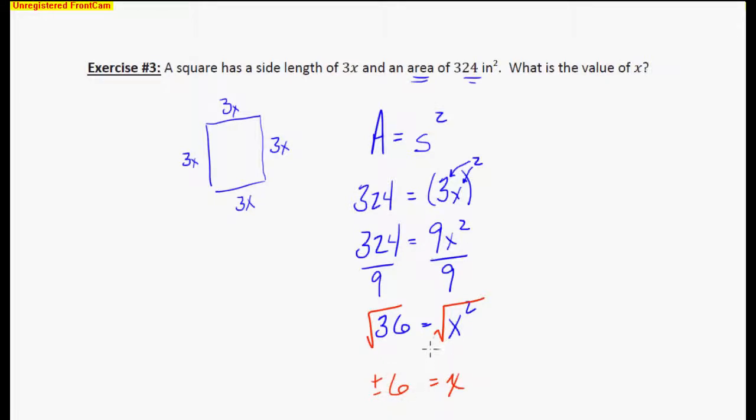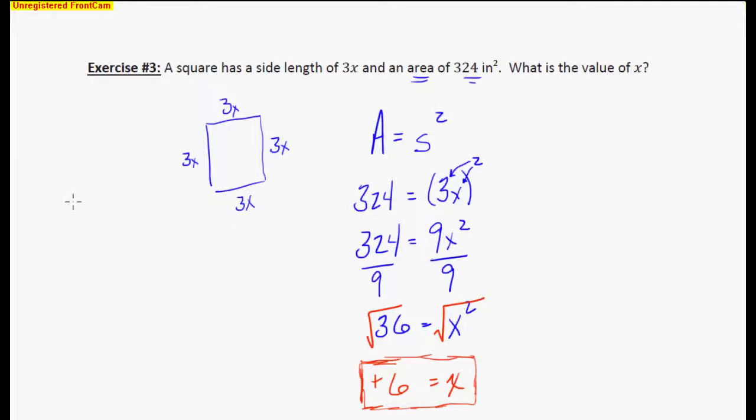Now we are talking about the side of a square. So I have to apply this to the problem. It really wouldn't make sense to be a negative 6 here, because then I'd have the length of one of these sides being negative 18. So that doesn't make sense. I'm going to take that negative right off of here. I'm just going to say it's positive. It's just the positive value of x. So it's going to be positive 6.